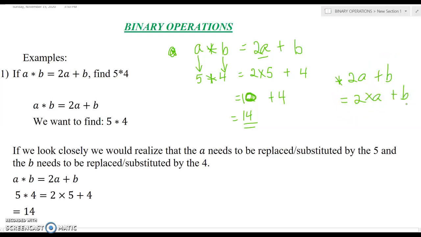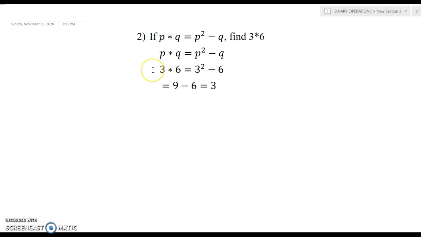Right? Very simple. So you have to write down the binary operation, which in this case is a star b. Write down what they're asking you to find right underneath, which is 5 star 4. And then you'll see, okay, the a is being replaced by the 5 and the b is being replaced by the 4. So wherever you see a, you put that 5, and wherever you see b, you substitute it with 4. So that's why I said make sure you look at your substitution videos before you come and look at this video. Let's look at this other question here.